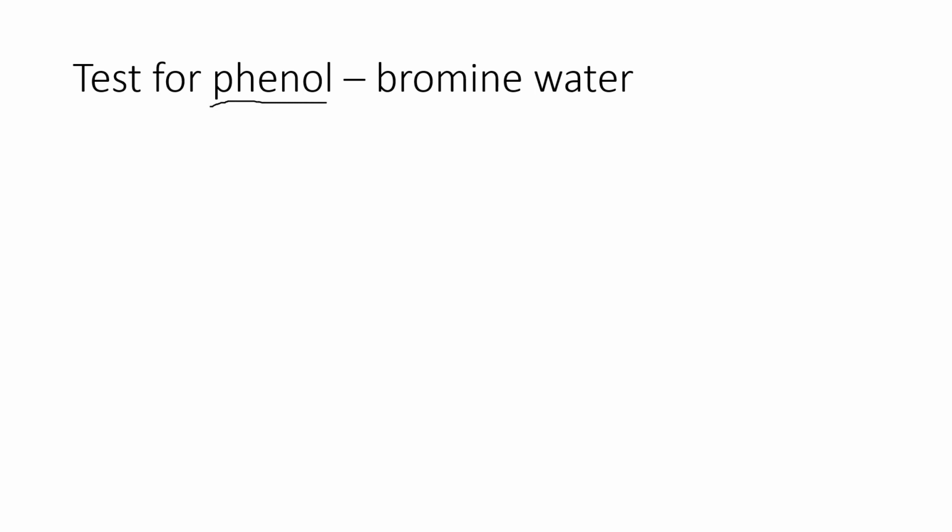Phenol is one compound we need to be able to test for. Remember, phenol is a benzene ring with an OH group on it. What happens with phenol is it's far more reactive than benzene. The reason it's more reactive is the oxygen's lone pair of electrons almost become part of the benzene ring. They push the electrons into the benzene ring, making the pi cloud more negative, and therefore it's far more able to react with an electrophile.